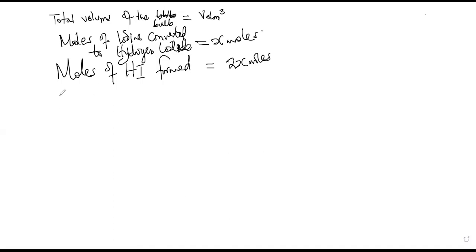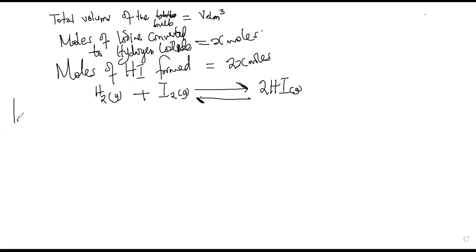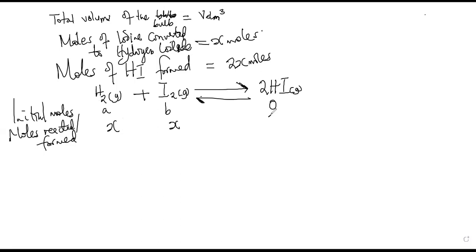From the equation, we have hydrogen gas plus iodine, still gas, to give us, it must be reversible, to give us hydrogen iodide gas. So initially, the initial moles of hydrogen were A, and the moles of iodine were B, but initially we don't have hydrogen iodide. So moles reacted or formed. We say that iodine is X, and since the mole ratio is 1:1, also here will be X, but for hydrogen iodide will be twice X.